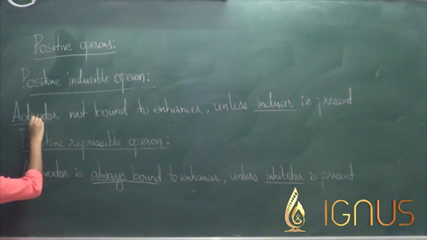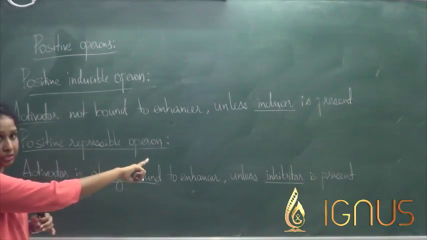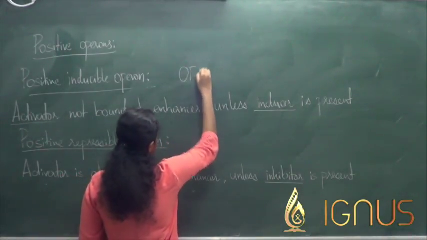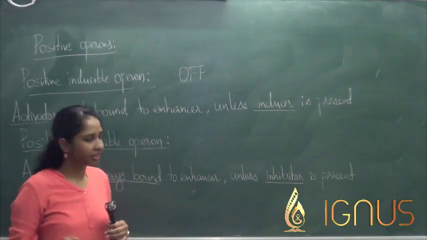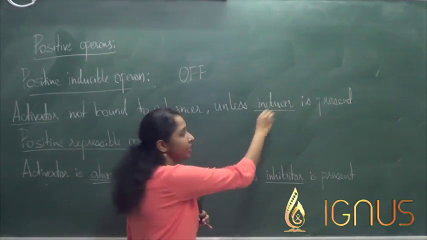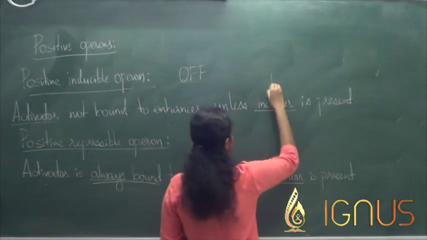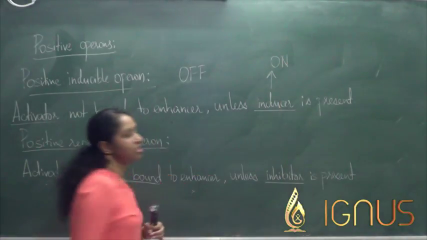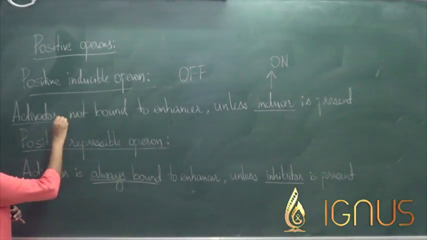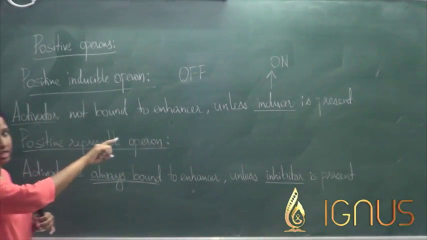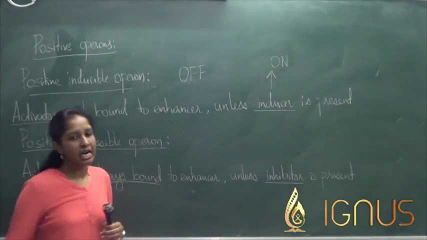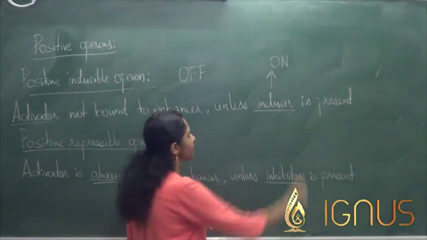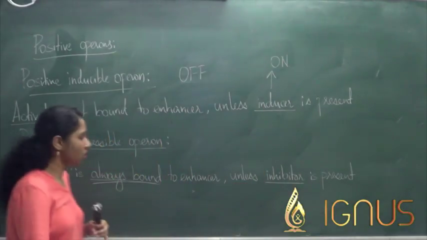Now, because the activator is not bound to the enhancer, the operon normally is off unless and until an inducer is present. So, whenever an inducer is present, then the operon is on. Normally, positive inducible operons are off unless and until an inducer is present. Whenever an inducer is present, then the operon is turned on.